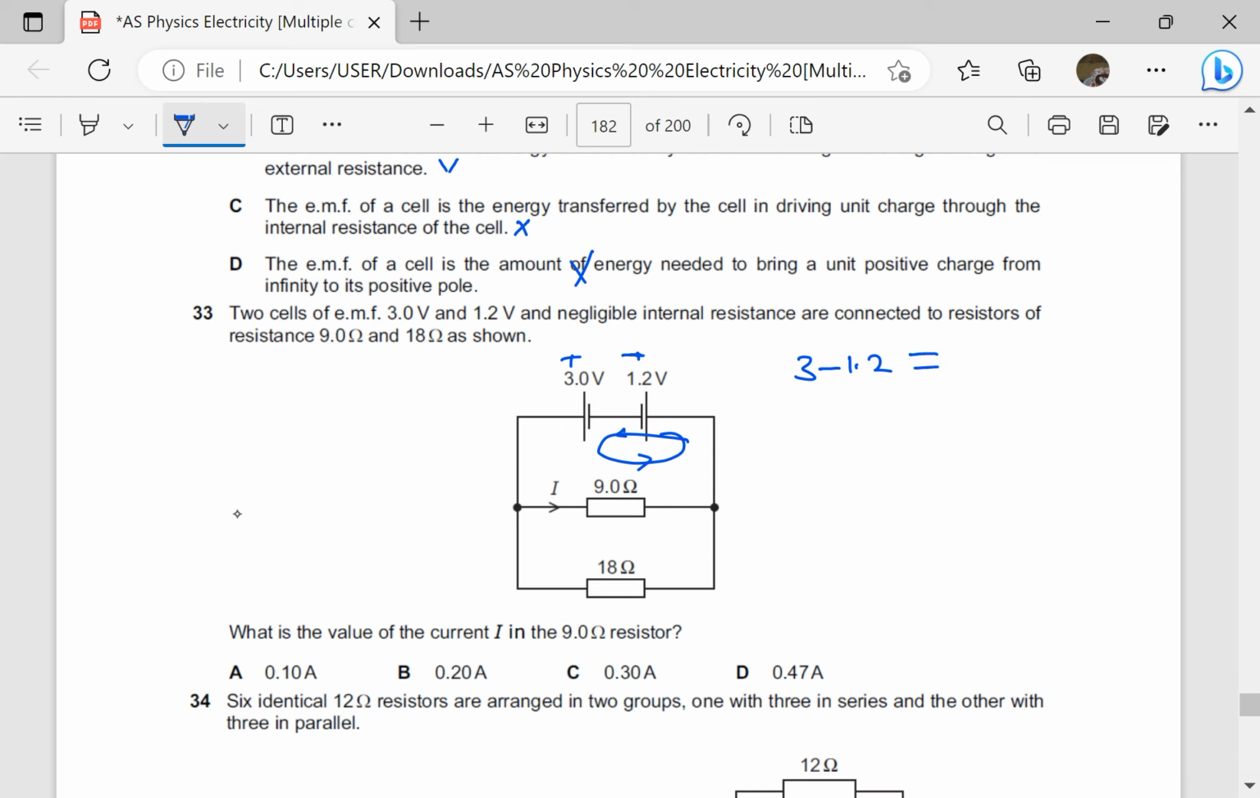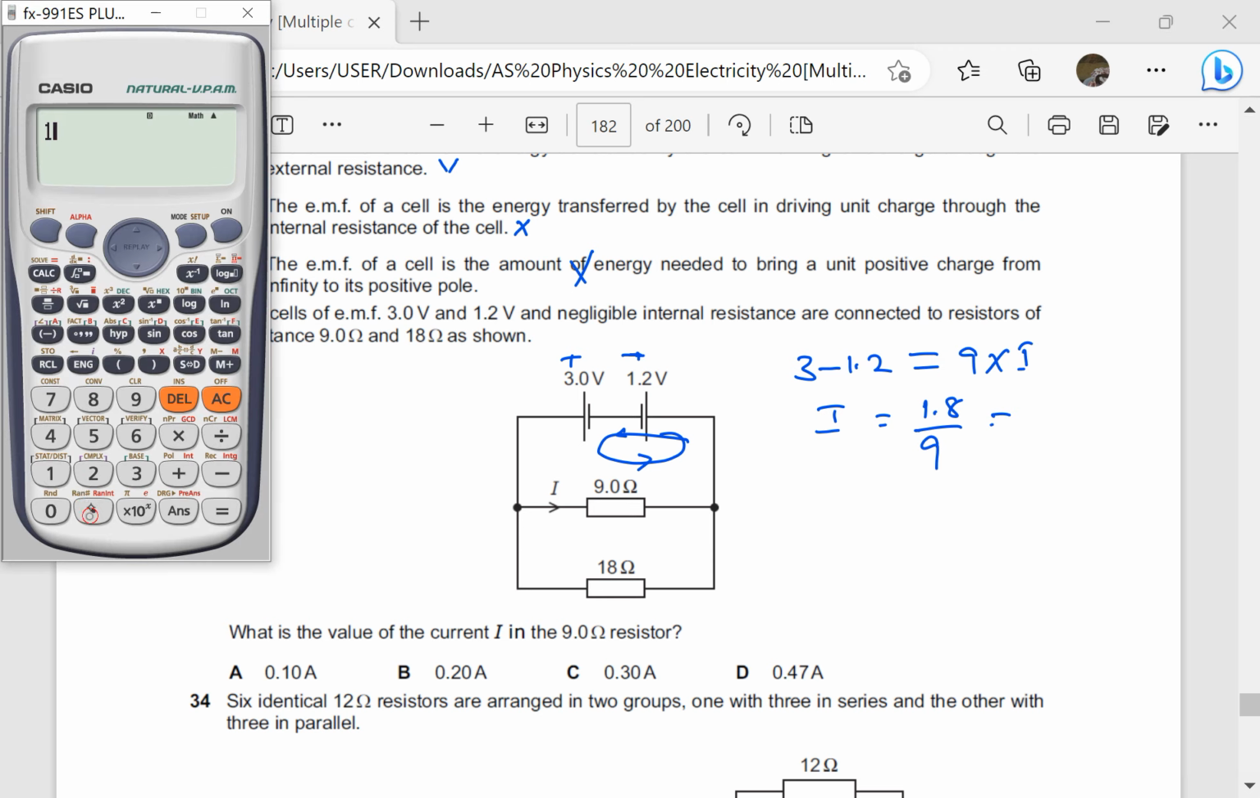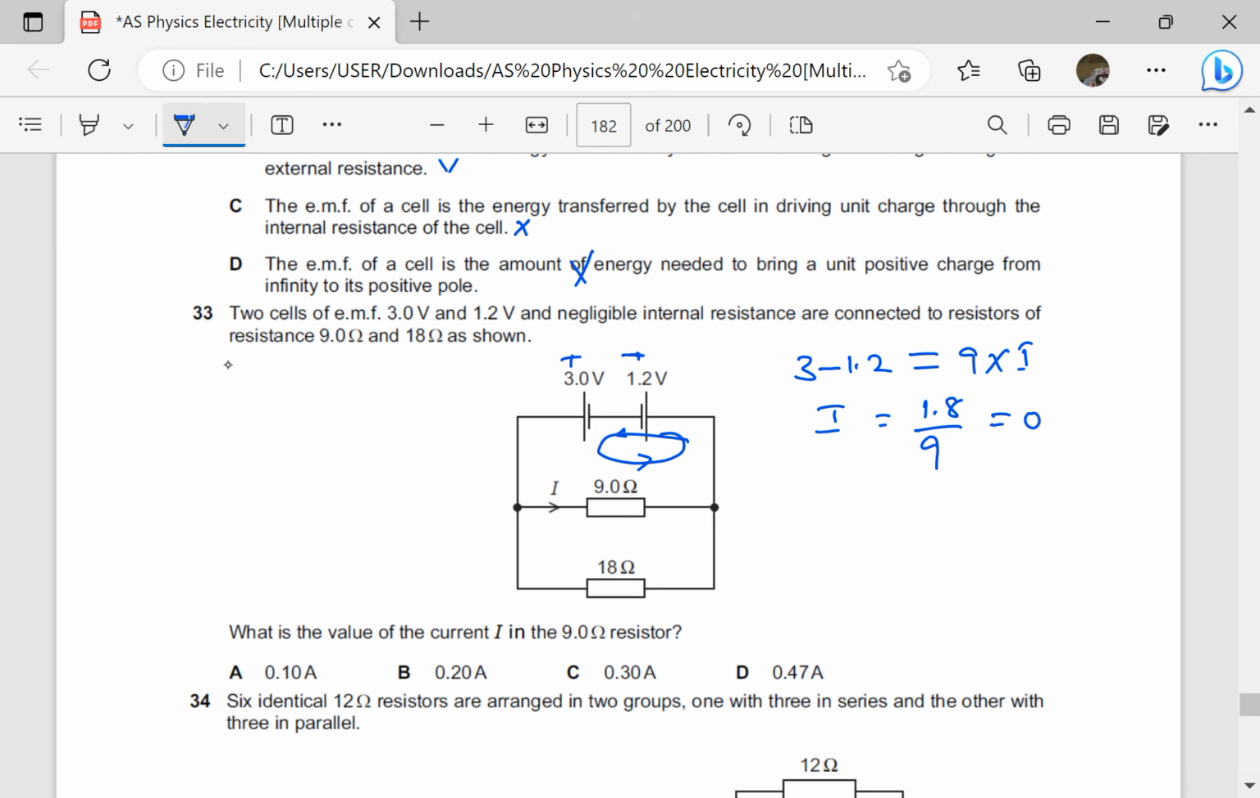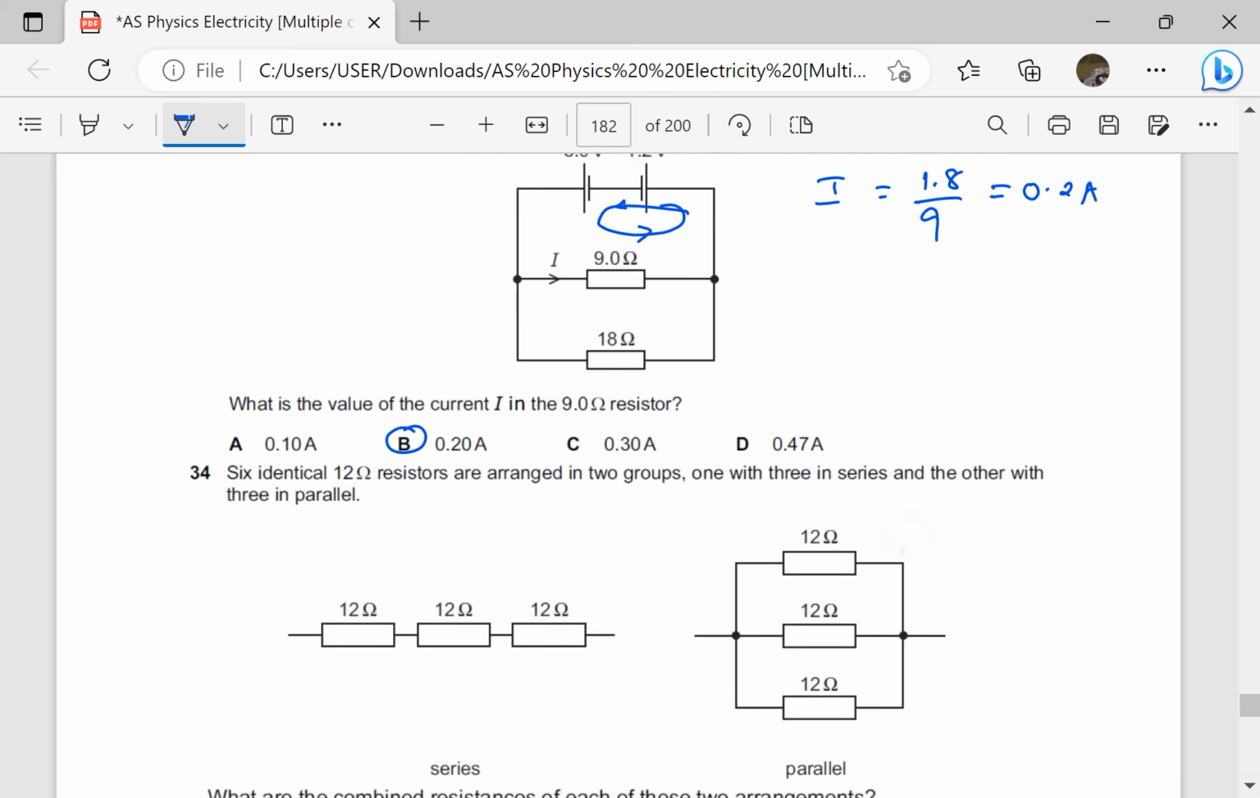There's only one potential drop here, which is 9 times I. So it means I is going to be equal to 1.8 divided by 9, which I think is 0.2. 1.8 divided by 9. So that is 0.2. So our answer here is going to be B.